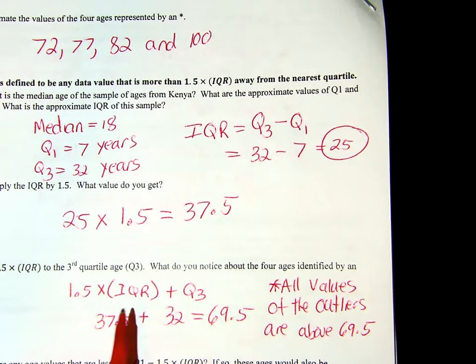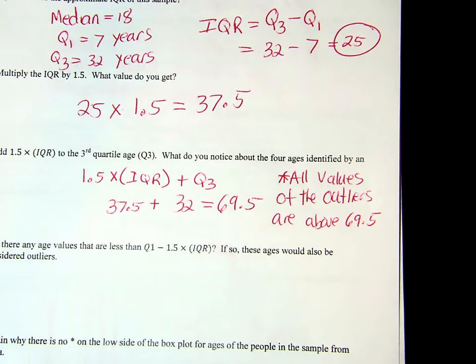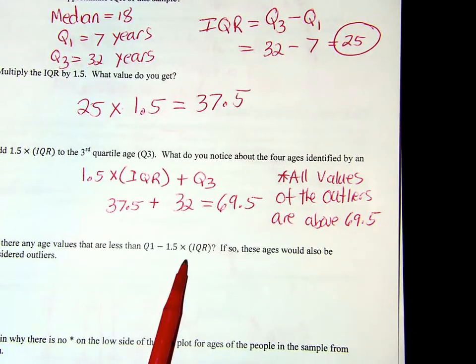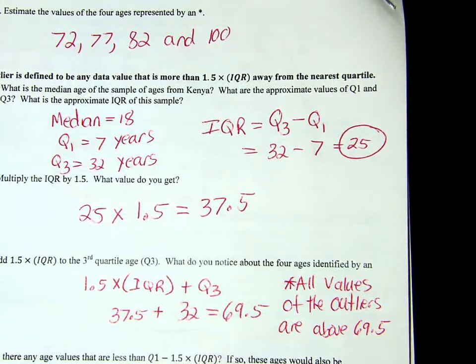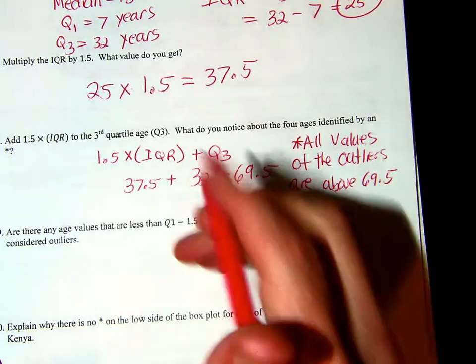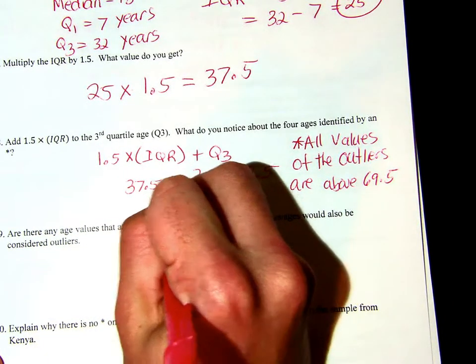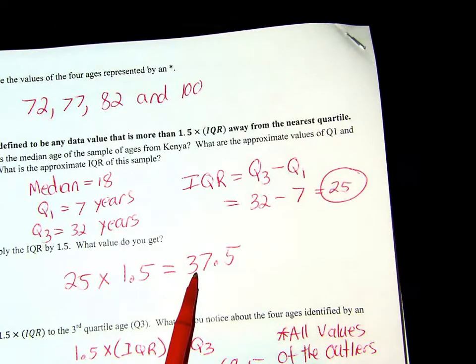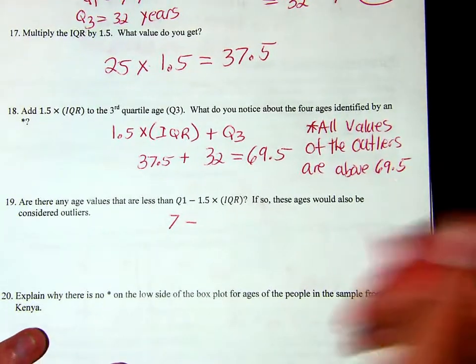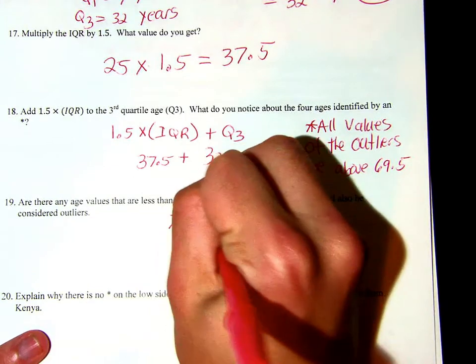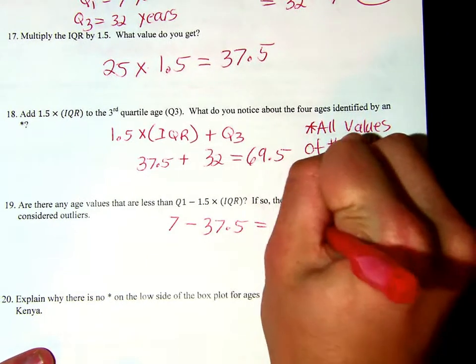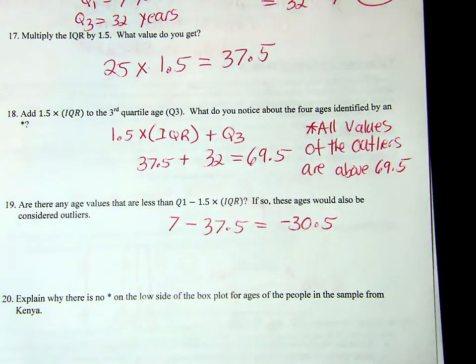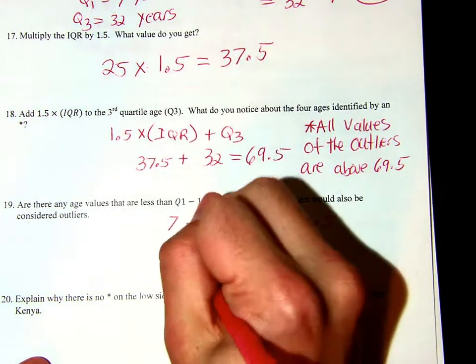Okay? So they want to know, are there any age values that are less than Q1 minus 1.5 times IQR? Well, we know that our first quartile is 7. So if I'm doing Q1 minus 1.5 times the IQR, which is 37.5, I'm going to do 7 minus 37.5. And if I did 7 minus 37.5, we get a negative 30.5. And we don't have anyone that's lower than negative 30.5. So we're going to say, no, we don't have any values that are below that.